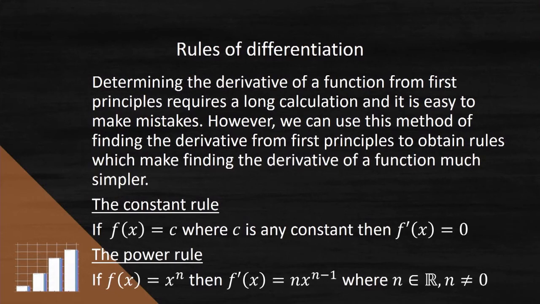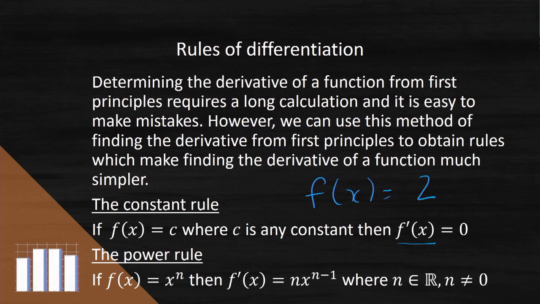So what are the rules? You guys would have learned about the constant rule. And remember, all these rules make it simpler to find the derivative of a function, but it gives you the same answer. If you've got f of x is equal to some constant c, where c is a number, then f prime x, the derivative of f of x, is equal to 0. So for example, if f of x was equal to 2, the derivative would be 0.